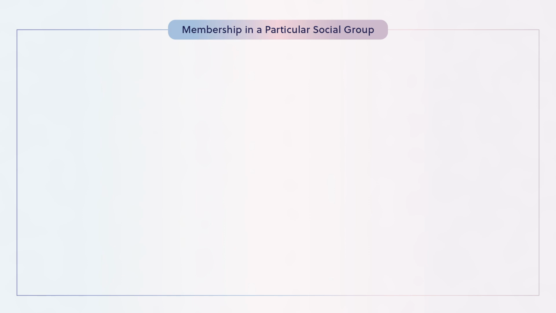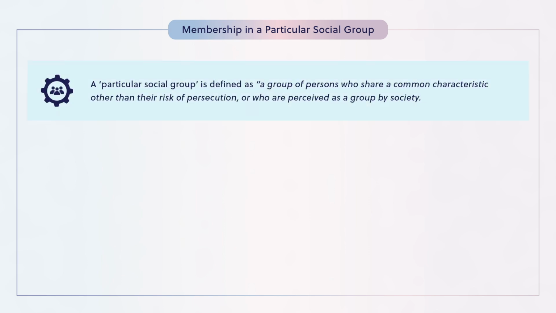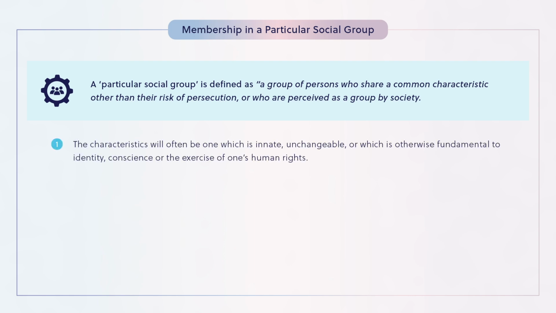Membership in a particular social group. A particular social group is defined as a group of persons who share a common characteristic other than their risk of persecution or who are perceived as a group by society. The characteristics will often be one which is innate, unchangeable, or which is otherwise fundamental to identity, conscience, or the exercise of one's human rights.